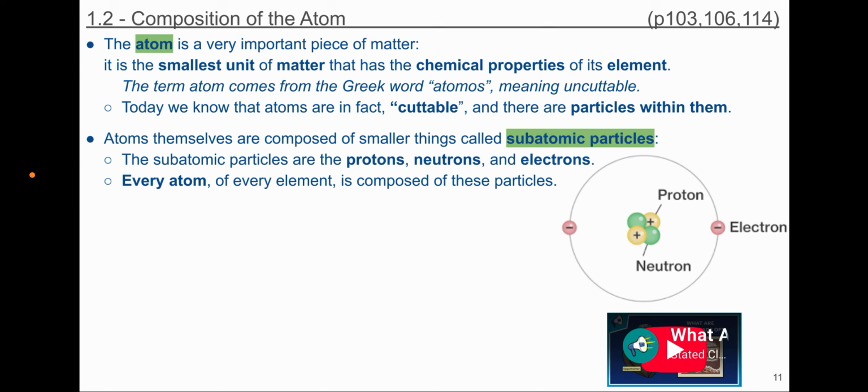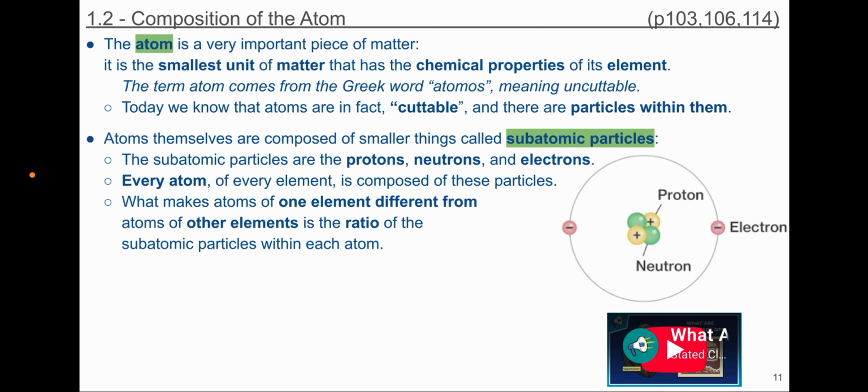periodic table just showed up there. 118 different elements, and all of them are made up of these same three materials. So where does all of the variety come from? What makes atoms of one element different from the atoms of other elements is the ratio of the subatomic particles within each of them. So they're all made up of protons, electrons, and neutrons, and it's just the ratio, the amount of those, that makes one element different from another, which gives things their different chemical properties, which gives them different bonding behaviors, making different compounds, and all the variety and diversity that we have in life just comes from different ratios of these three building blocks.